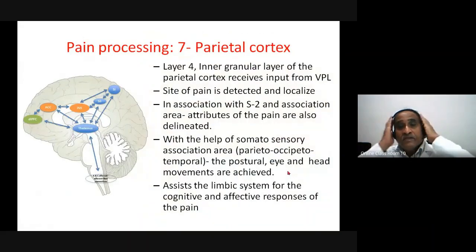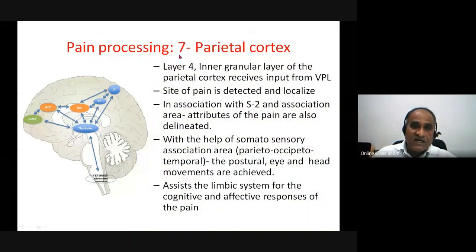Now, coming to the parietal cortex, where they are relayed, they are relayed in the granular, inner granular layer of the cerebral cortex, layer 4, that is the sensory area. All the thalamocortical projections, the specific thalamocortical projections reach that cortical area, layer 4, that is the granular layer.